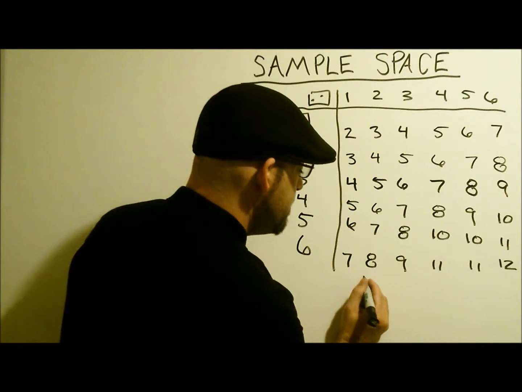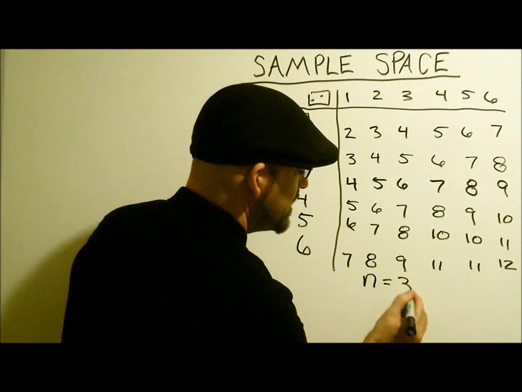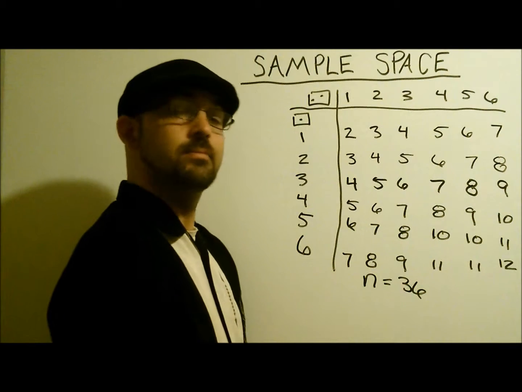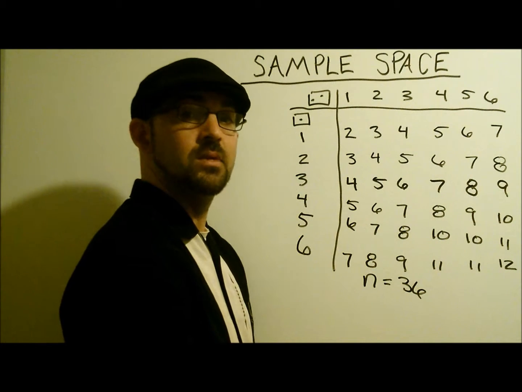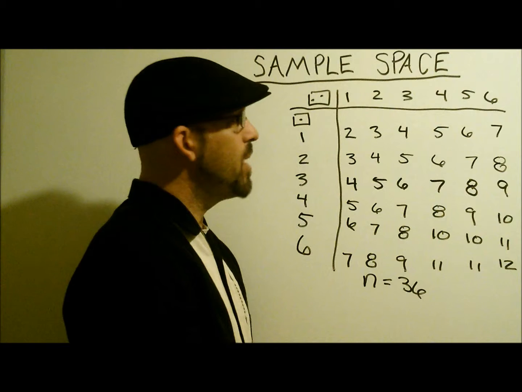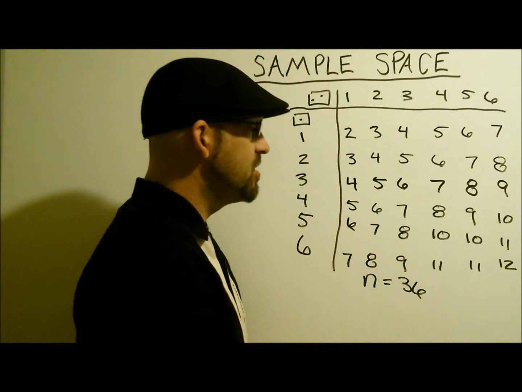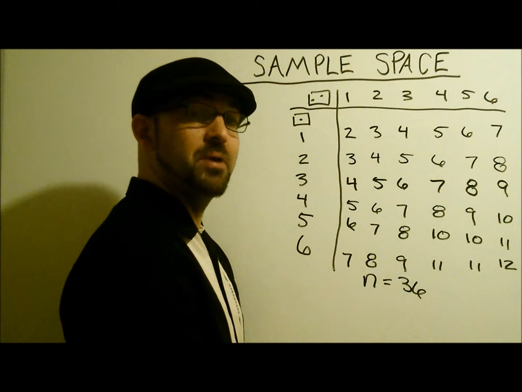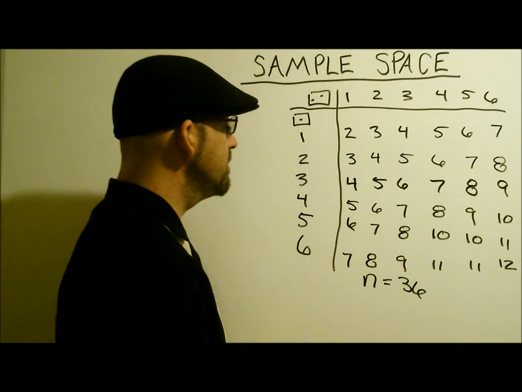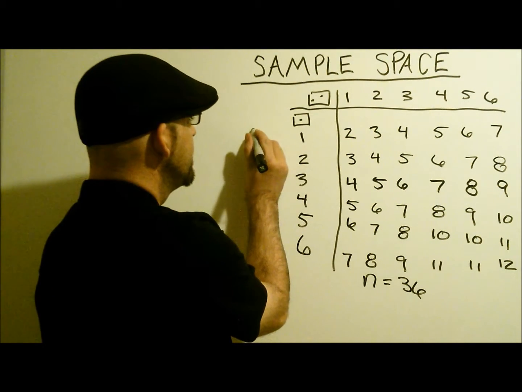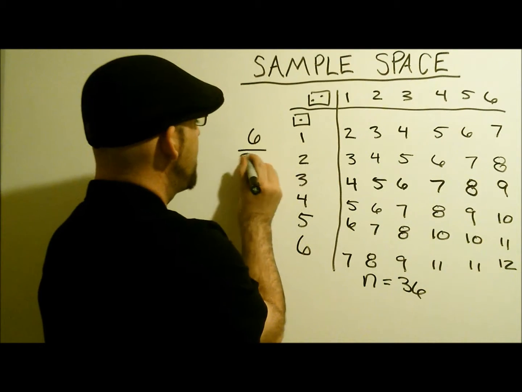That means our n equals 36. So there are 6 possibilities or different ways of getting a 7 out of 36. So the probability of rolling a 7, you guessed it, 6 out of 36.